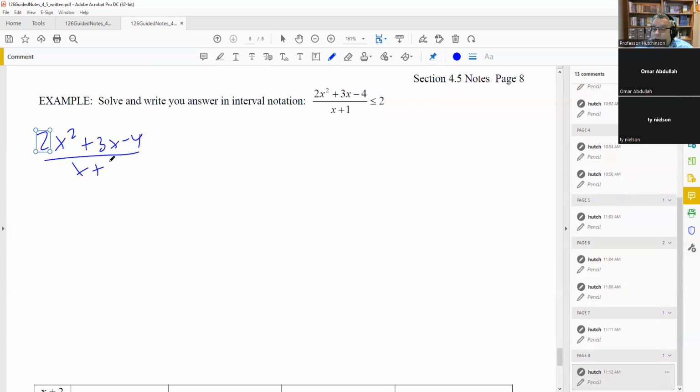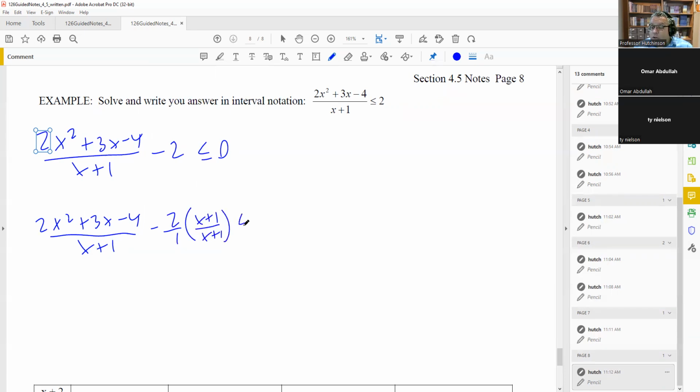So for a problem like this, we're going to take this and subtract the 2 over to the other side, less than or equal. We want to make sure you have a 0 on the right hand side. So that's the first step, just subtract the 2. The second step will be to get common denominators. So I have 2 over 1. I'm going to multiply this by x plus 1 over x plus 1.